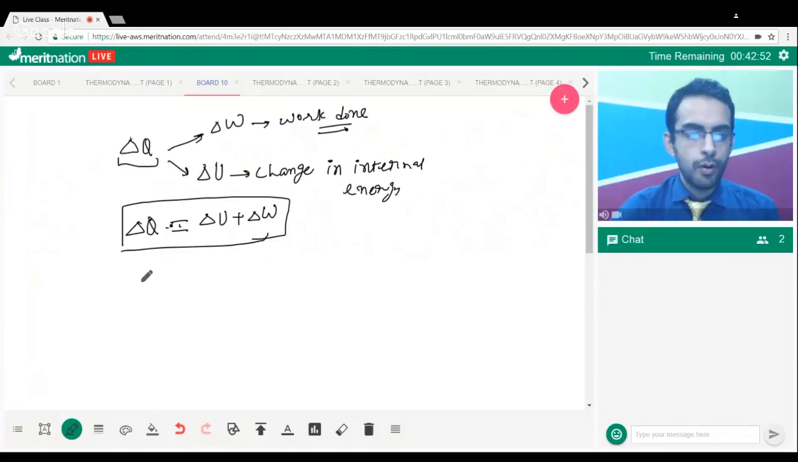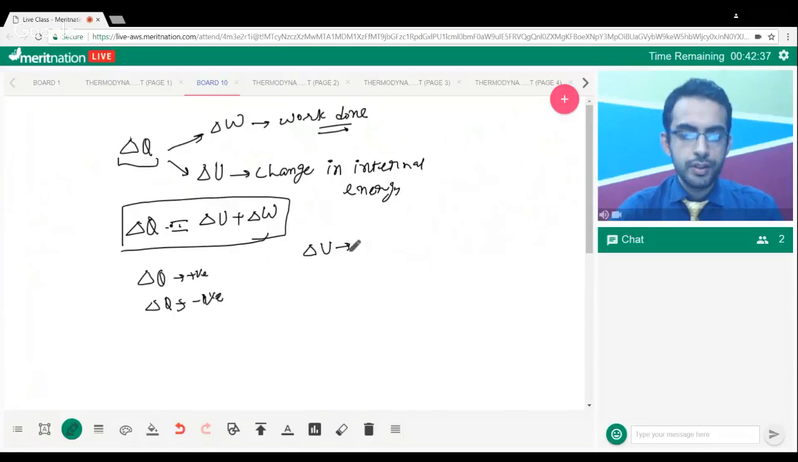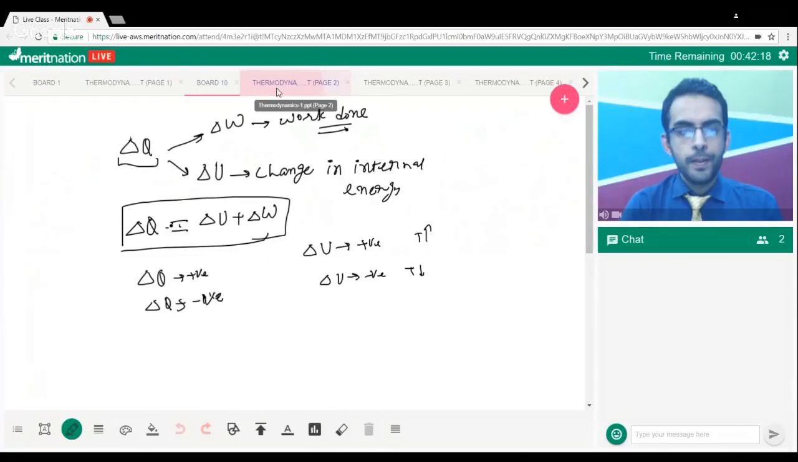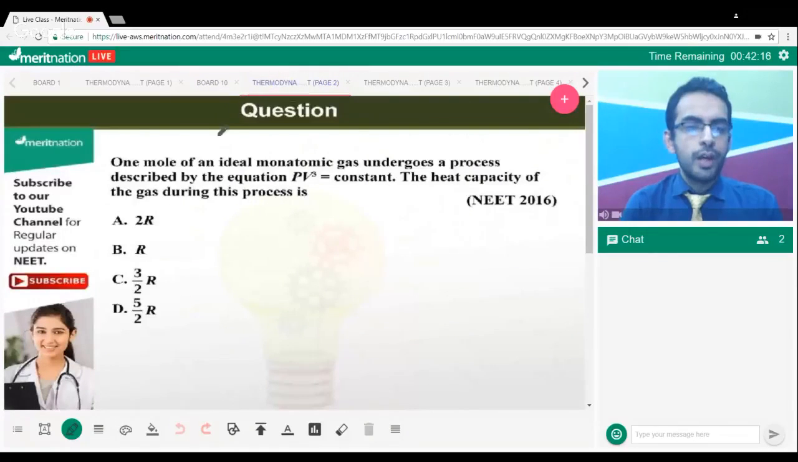If heat is absorbed, we say delta Q is positive. If heat is given out, we say delta Q is negative. Similarly, the change in internal energy, delta U, is positive when temperature increases, and delta U is negative when temperature decreases. When the work is done on the gas, we say the work done is negative, and vice versa for positive work done. Now let's see this question.